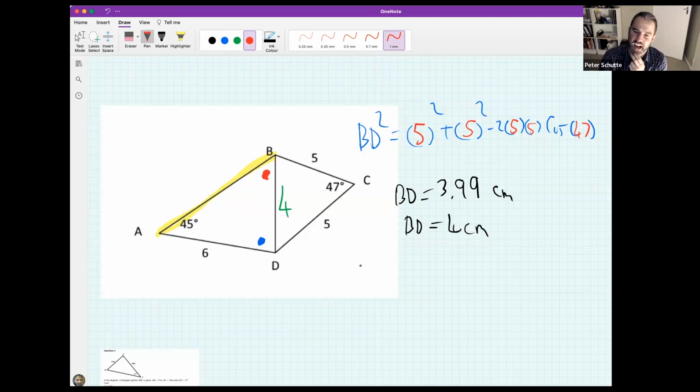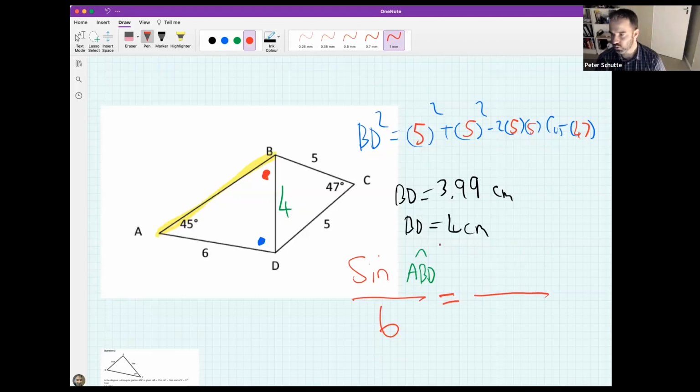Okay. How about, would you follow me if I wrote the sine of B, or maybe I should even write the fancier way, the sine of ABD, which is this red dot up here, over 6 is equal to what? What is the sine of ABD over 6 going to be equal to? What would make my life a bit easier? Maybe you can see where I'm going with this.